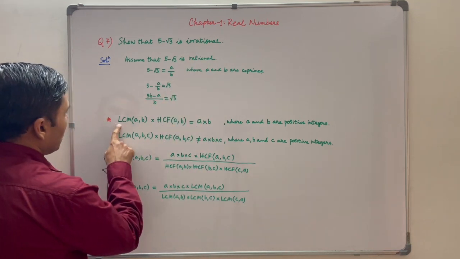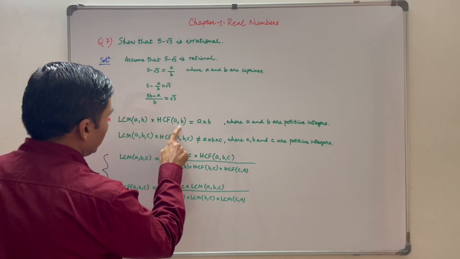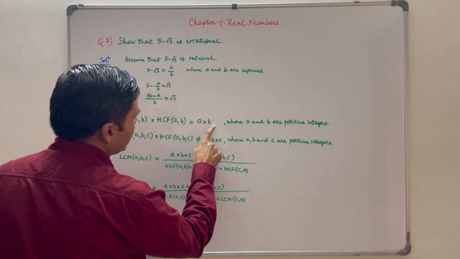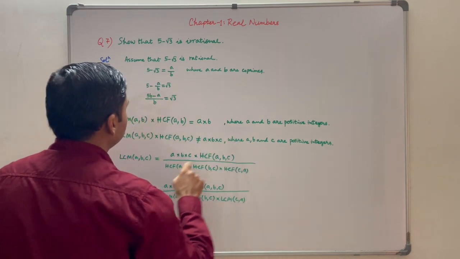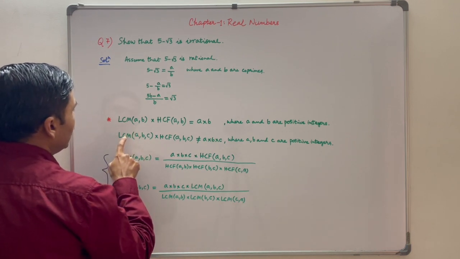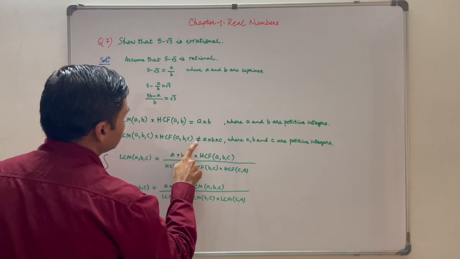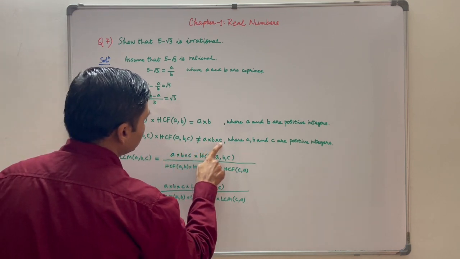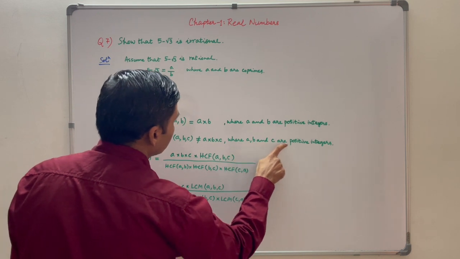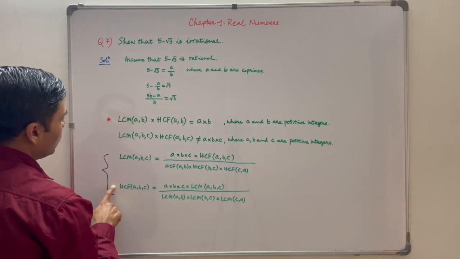We have seen this formula: LCM of A and B multiplied by HCF of A and B is equal to A into B, where A and B are positive integers. This formula does not hold true for 3 numbers. LCM of A, B, C multiplied by HCF of A, B, C is not equal to A into B into C, where A, B and C are positive integers. Rather, these two formulas hold true.